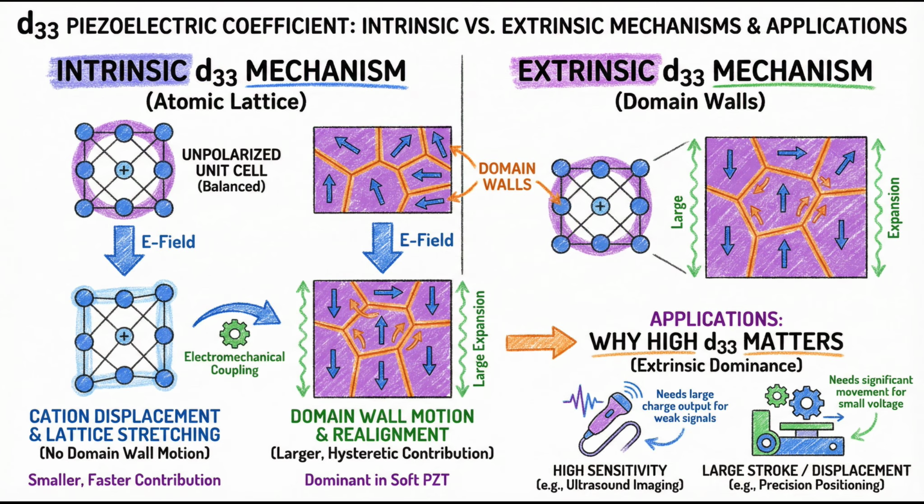This action comes from two sources: the lattice stretching and domain walls moving. Materials with mobile walls have a very high d33, making them great for sensitive sensors or actuators needing large motion.